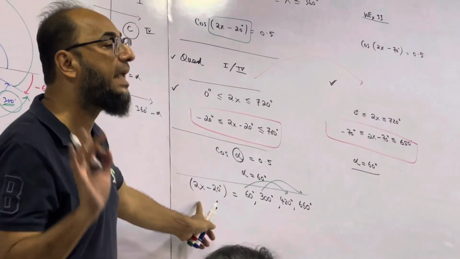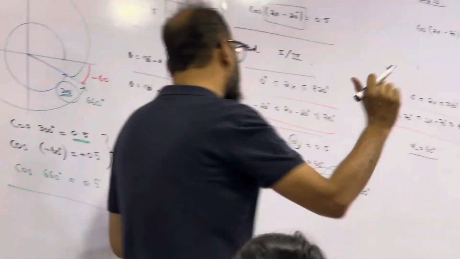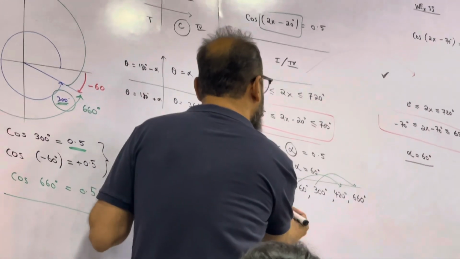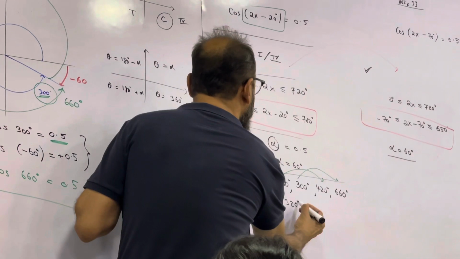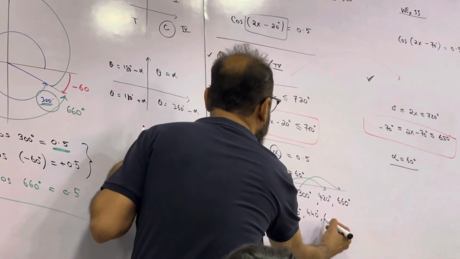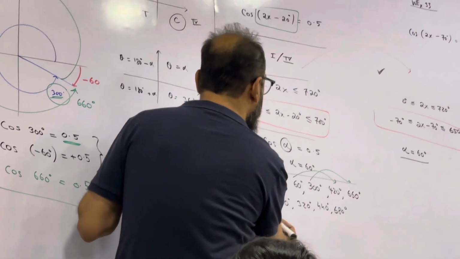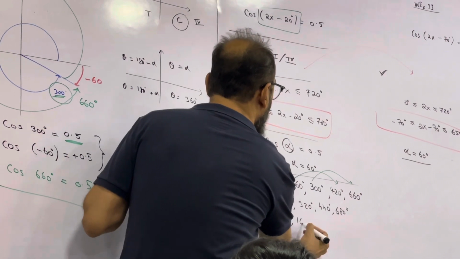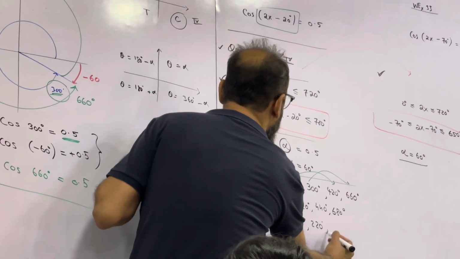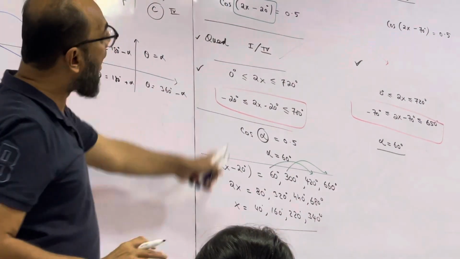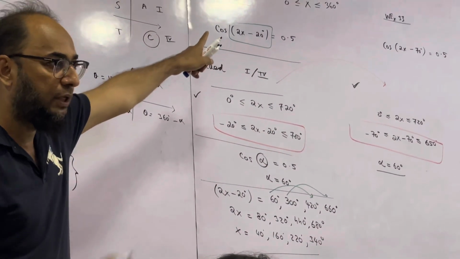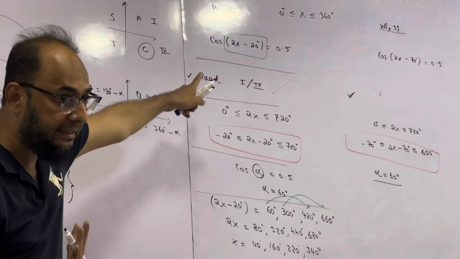Go ahead and make x the subject. So therefore, we write 2x equals 60 plus 20, 80, 320, 440, and 680. And at the very end, x is 40, 160, 220, and 340. Now look at these answers. Are these answers within this range? Yes. The answer is yes.